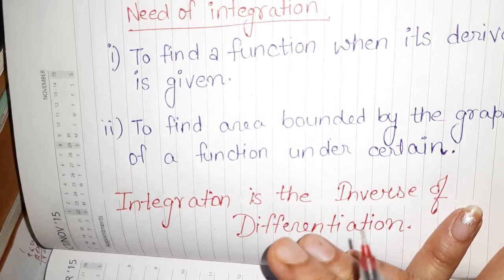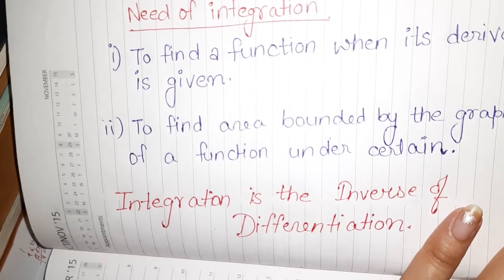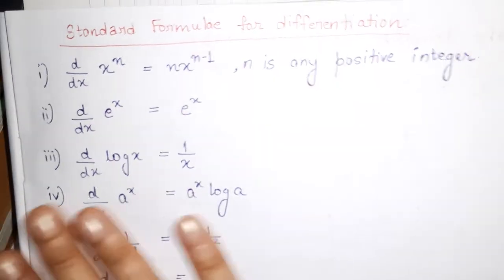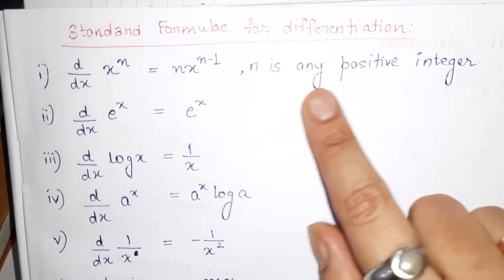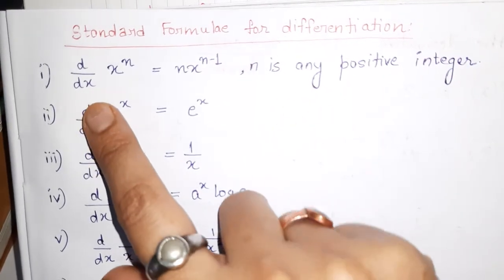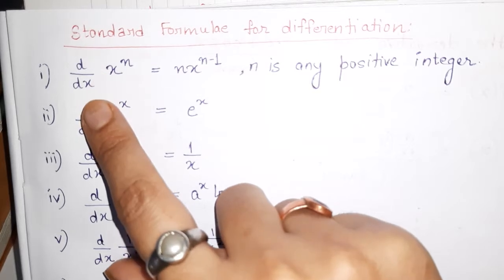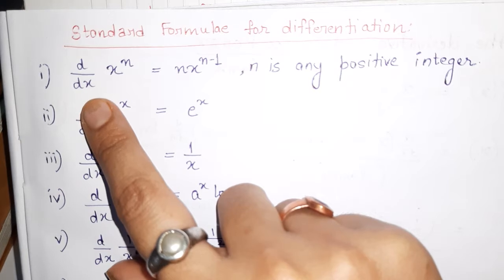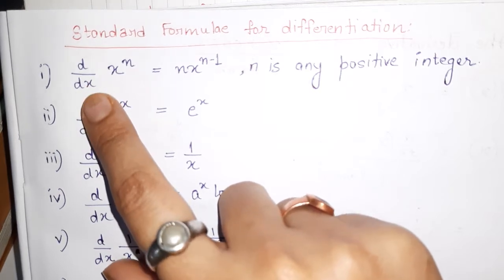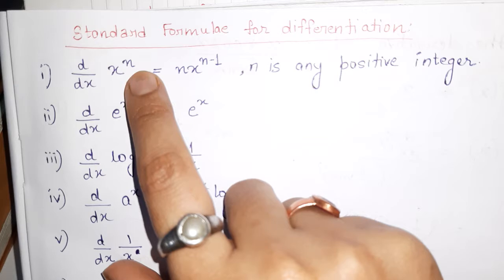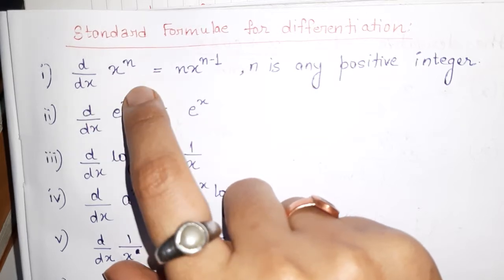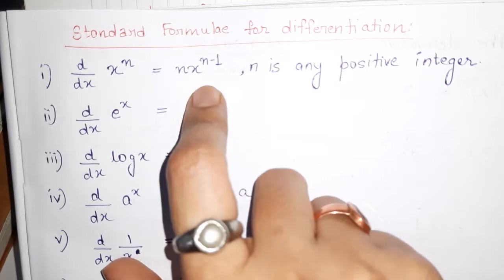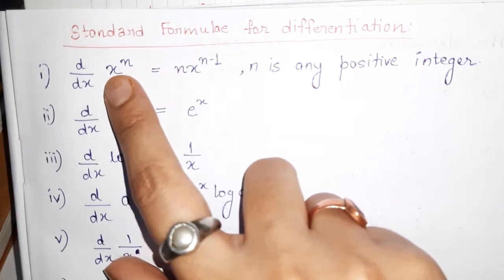I will give you the formulas of differentiation, right? So now these are some standard formulas for differentiation. The very first formula: we write differentiation as d by dx, means we find the derivative with respect to x. d by dx of x to the power n, where n is any positive integer. The formula for this is n x to the power n minus 1. This is the standard formula of x to the power n.